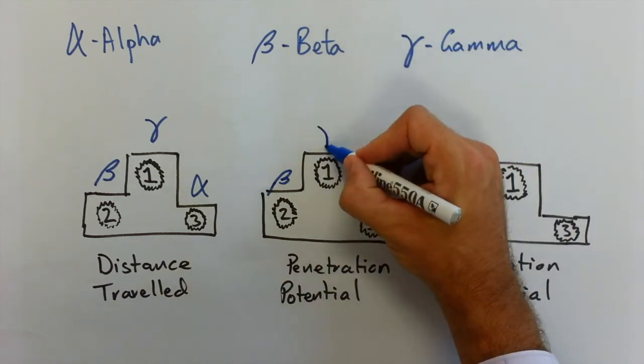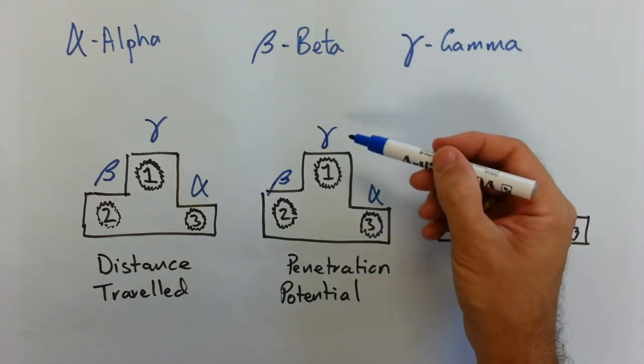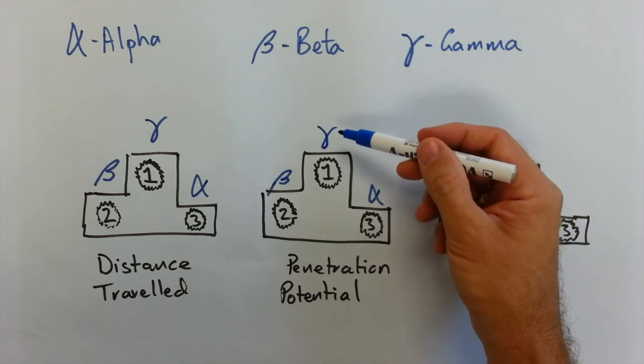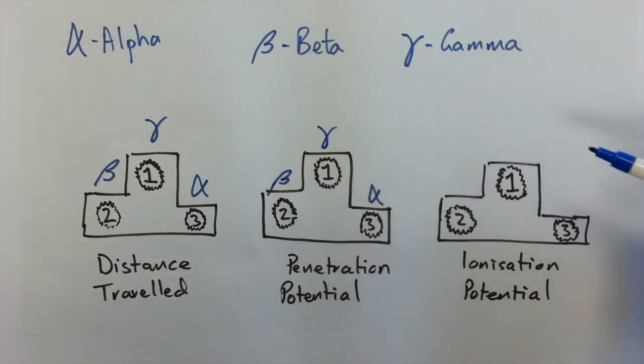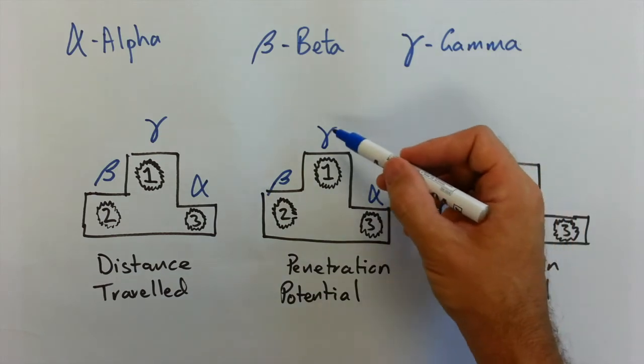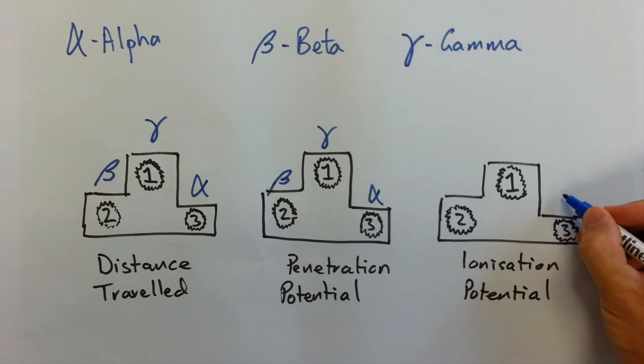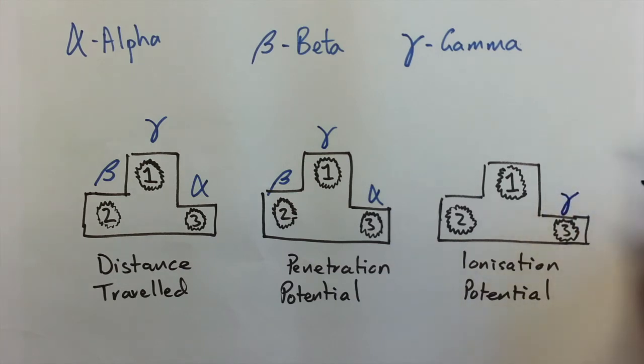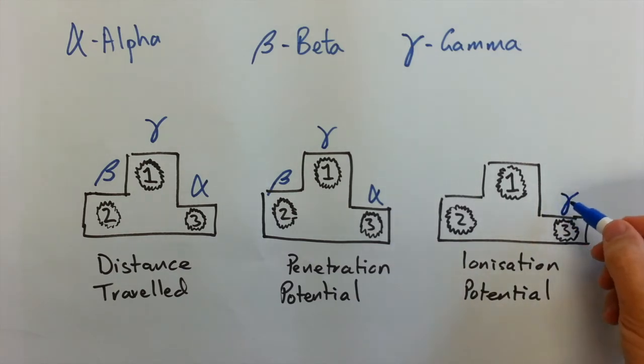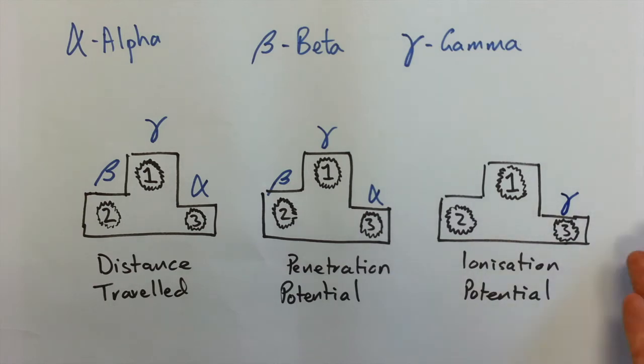Gamma, that penetration potential is massive. Remember, gamma can pass all the way through you. But that's quite important when we look at this last concept, because if gamma can pass all the way through you, the chances that it will ionise are actually very, very low. And that means its ionisation potential, i.e. its potential to cause ionisation, is actually very, very low. So it would come in third place.